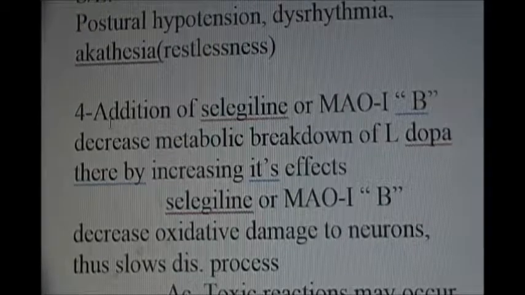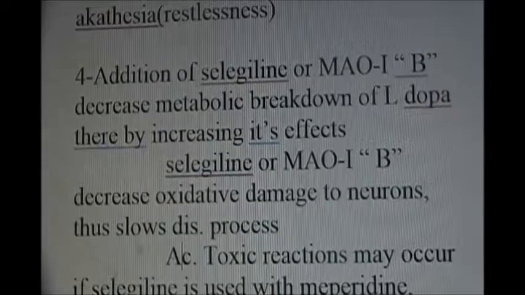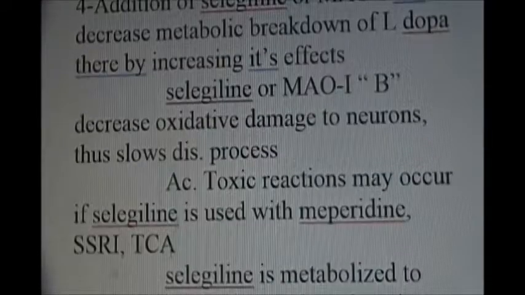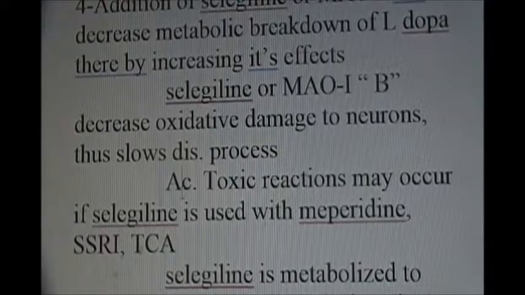Number 4, the next group of drug is the addition of selegiline, an MAO inhibitor class B, that decreases the metabolic breakdown of L-Dopa, thereby increasing its effects. Selegiline or MAO inhibitors B decrease the oxidative damage to the neurons and thus slow the disease process. But the disadvantage is that selegiline has an acute toxic reaction if used with meperidine, SSRI, or tricyclic antidepressant.